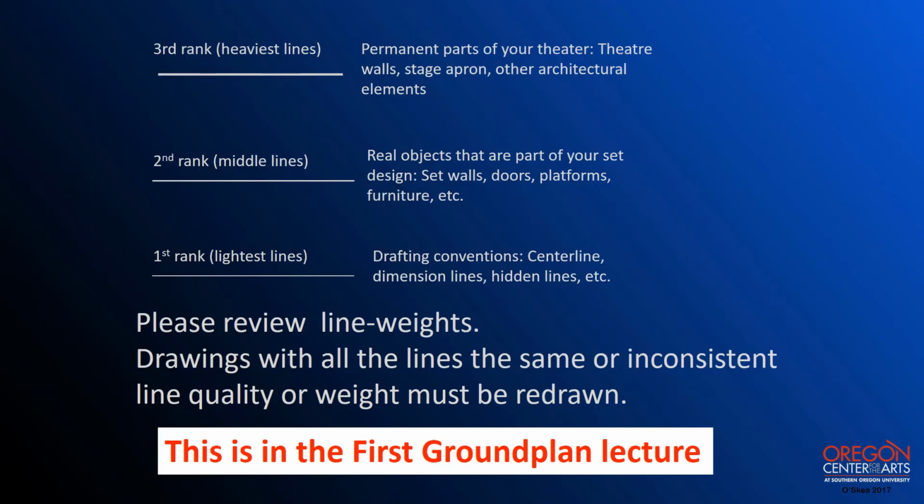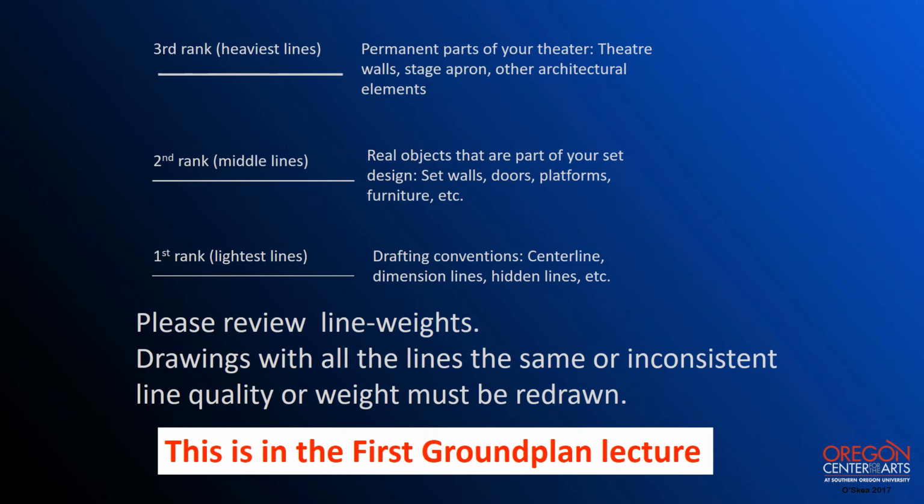In the first ground plan lecture, we talk about the different ranks of lines. We're going to use the heaviest lines. That's going to be a soft lead, and you're going to draw those last on your drawing because you don't want to smear them around. And that's going to be the permanent parts of your theater, the section cut of your theater walls, the actual architectural elements.